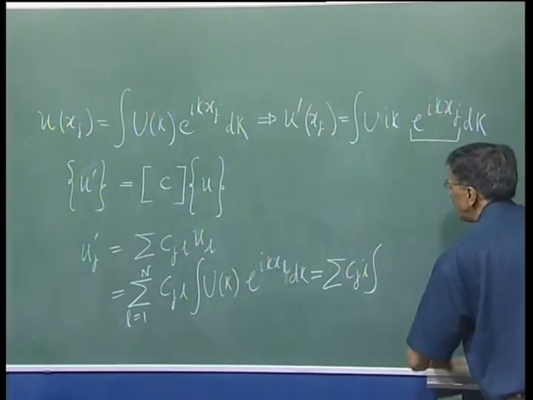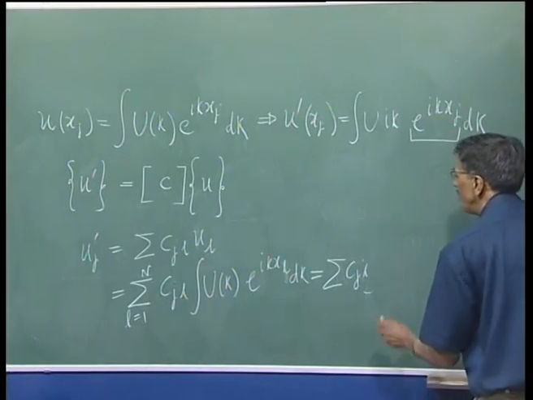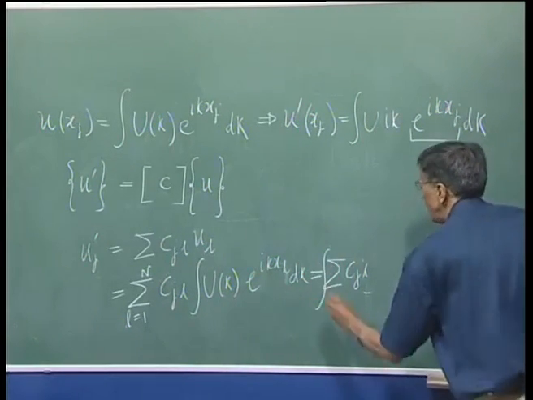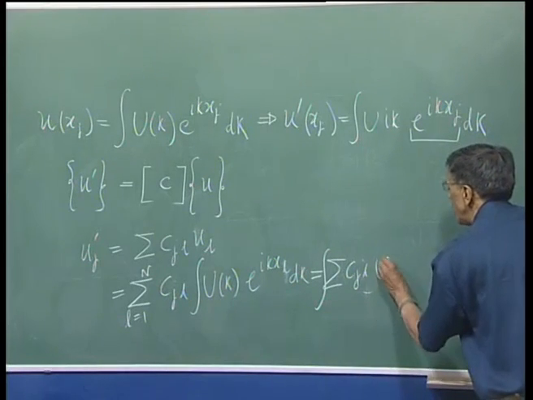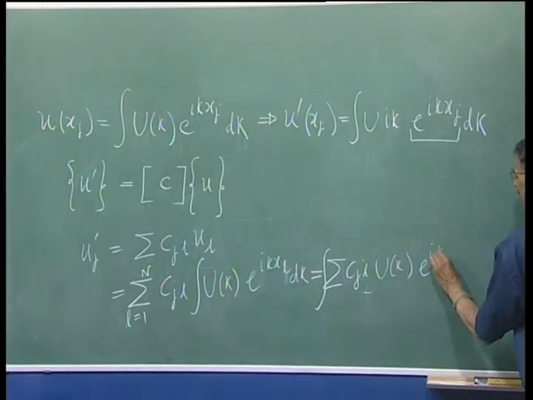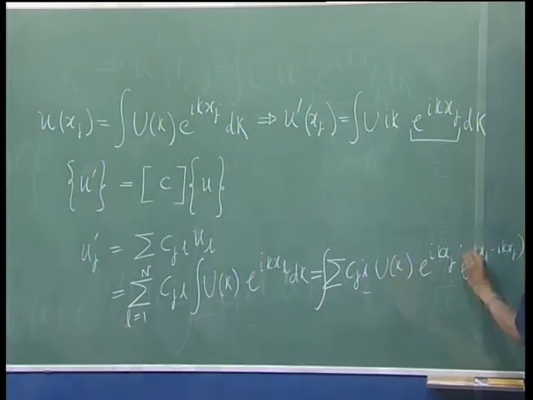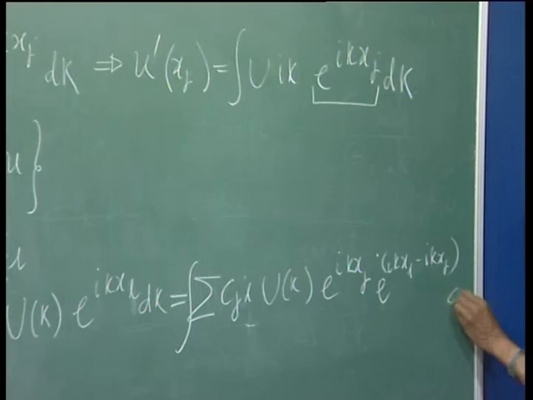I could take this integral outside, and I could write u of k, and here I will write I k x j, but what it was there? It was I k x l. So, what I do is I k x l minus I k x j and d k. I have written just simply rearrangement.